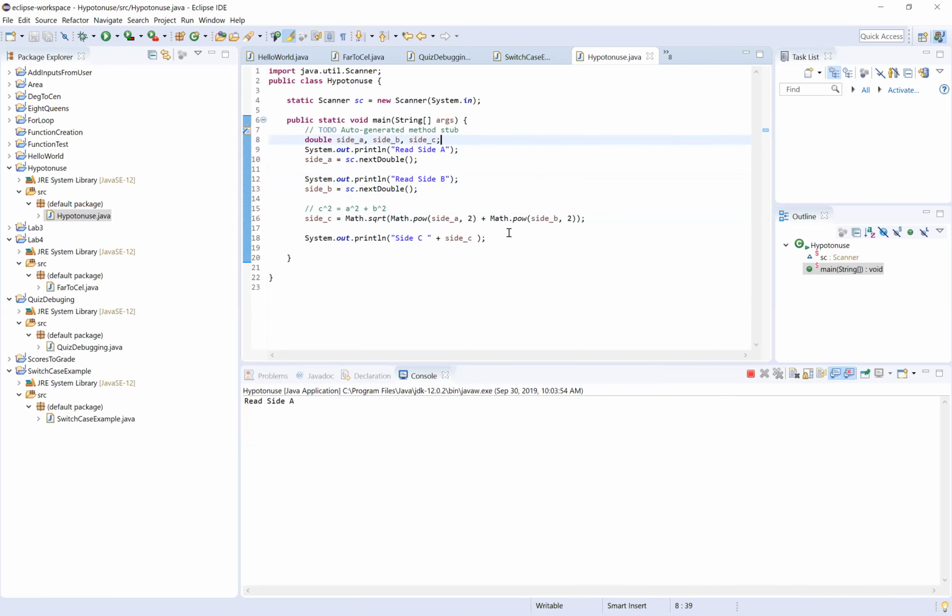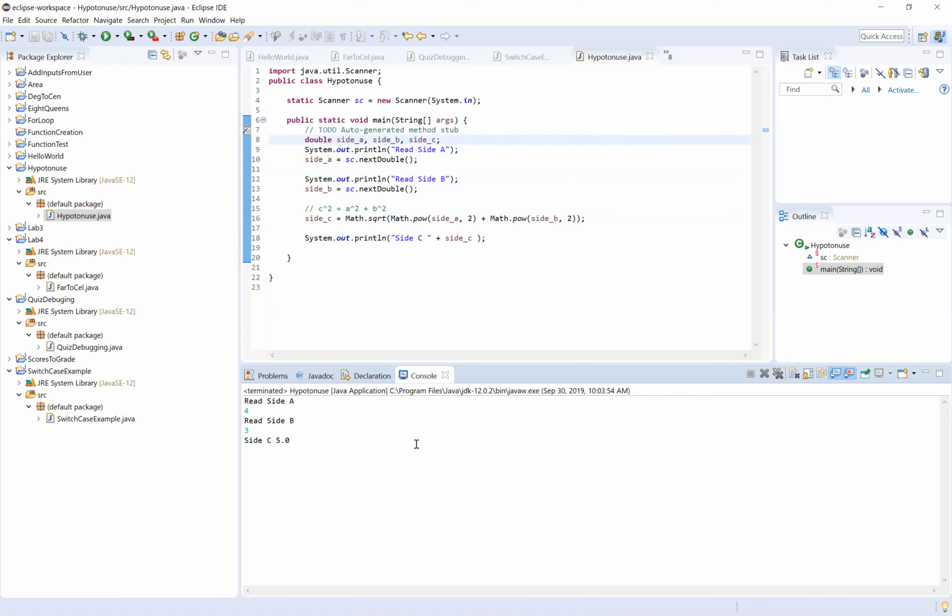So let's just try it again. Let's make sure 4, 3 will give you 5. That's the answer. Okay, that's it for this one. This is how you calculate the hypotenuse.